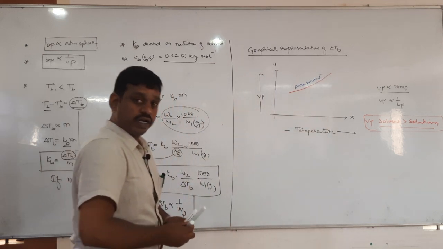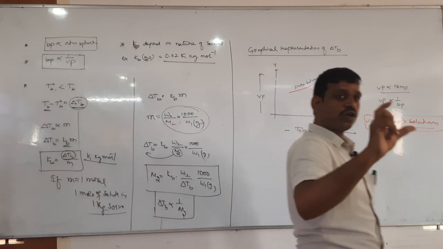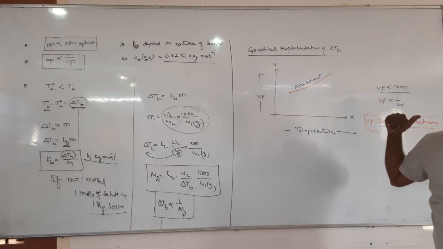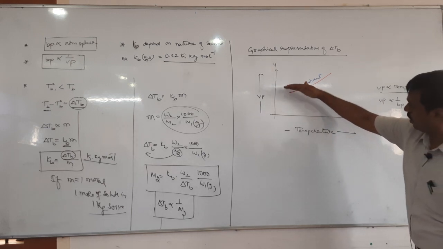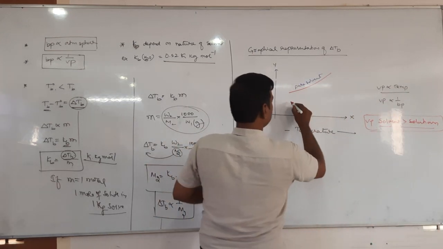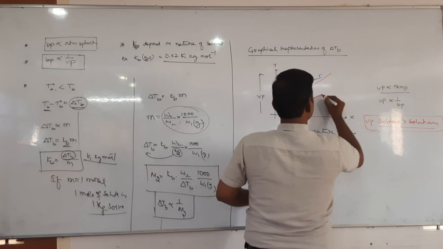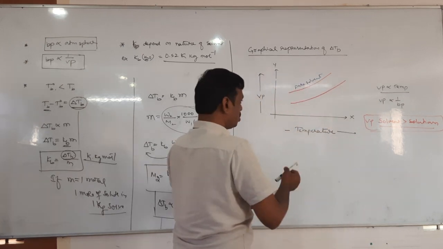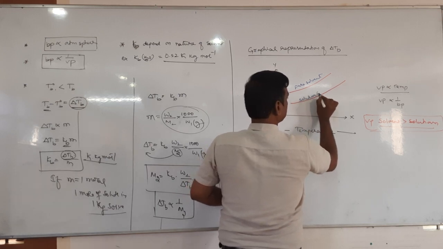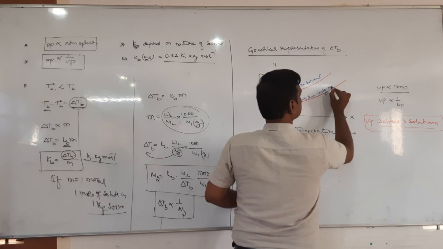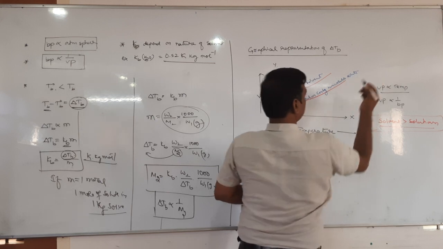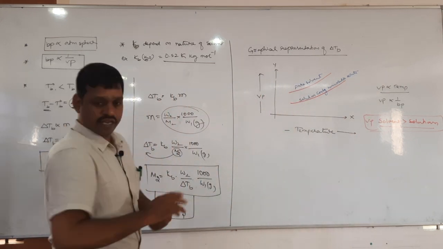Okay. Next, now tell me, if I want to draw the solution, whether solution should be drawn below this or above this? Below this. Why? The vapor pressure of solution should be less than the solvent. Therefore, it comes down somewhere here. It also increases with increasing temperature. So this line is for solution containing non-volatile solute.